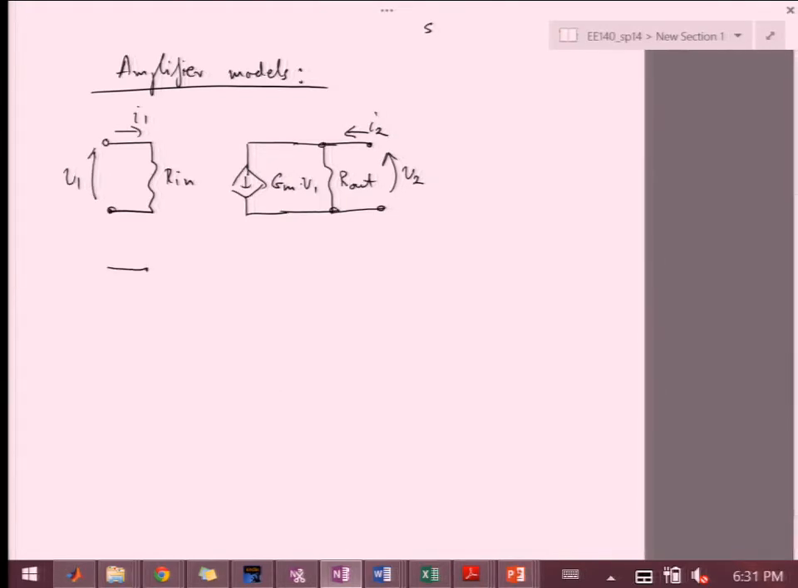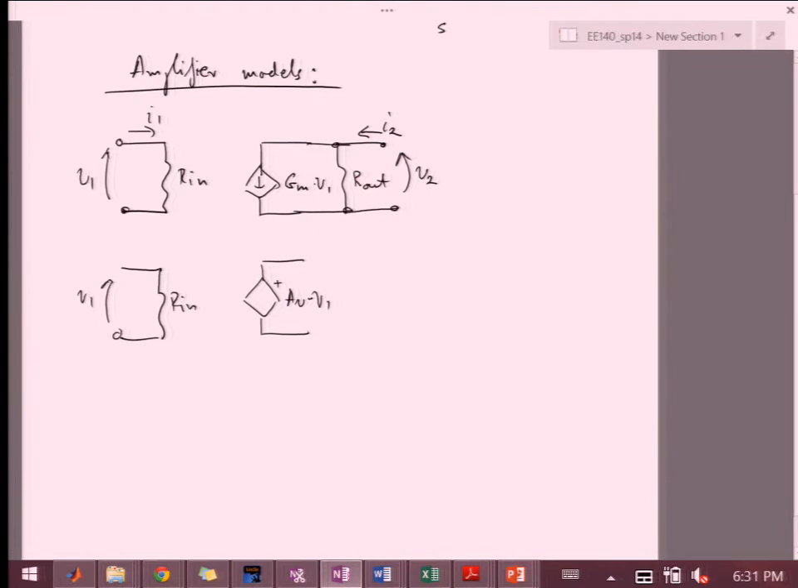way of representing it. Another way is to say this is Rin and this is V1. But on the other side, I have a voltage-controlled voltage source, which is Av times V1. And then I'm just turning this Norton equivalent into a Thevenin equivalent. So I'm going to add R out here.